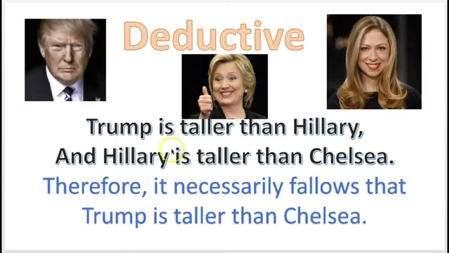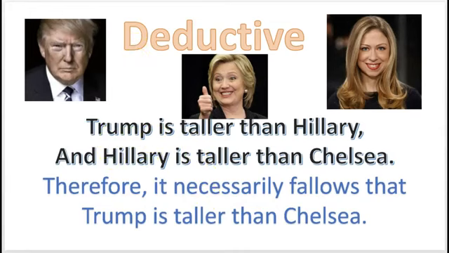Here's an example of a deductive argument. Trump is taller than Hillary, and Hillary is taller than Chelsea. Therefore, it necessarily follows that Trump is taller than Chelsea. Now you notice that is a deductive argument. Notice the conclusion here: it necessarily follows that Trump is taller than Chelsea. Also, you can recognize that it's a deductive argument from the inferential claim of the premises to the conclusion. If you don't know what that means, don't worry about it, or go back and watch video number 2.